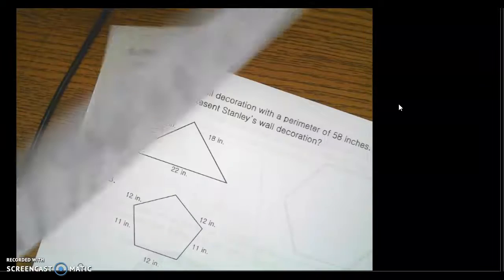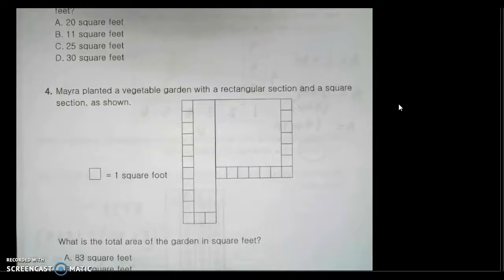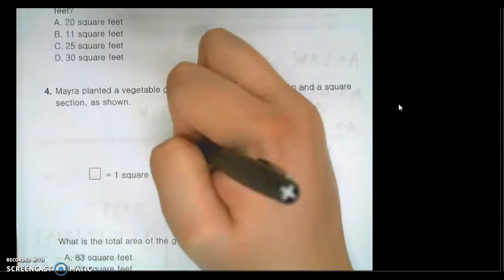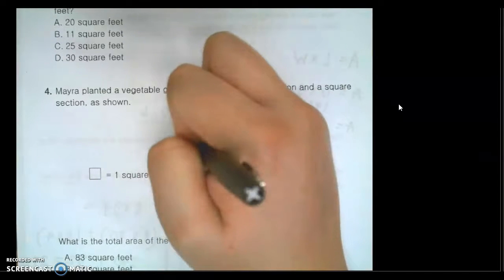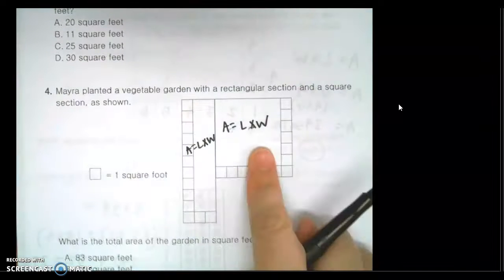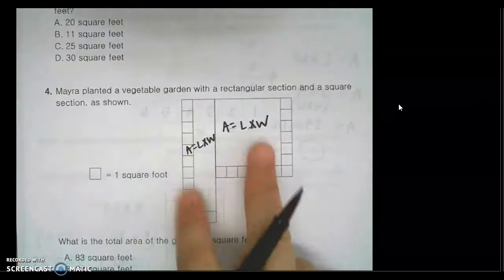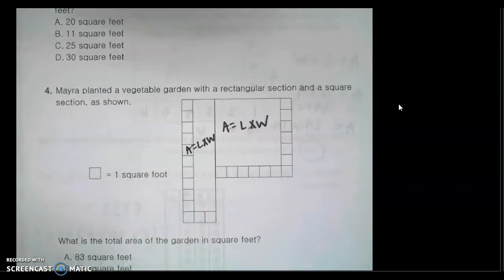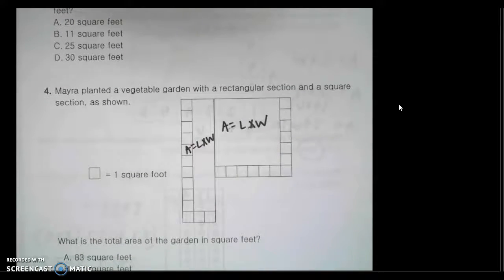Just a reminder, if you have a shape like this and it's asking you to find the area, you need to find the area of this one. And then you need to find the area of this one. Okay, this is a composite figure, so you need to find the area of both of these, and then you would add those two together to get you the total area of the garden, okay? And they already have them broken up for you, okay?